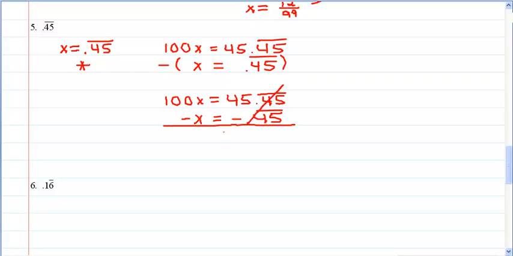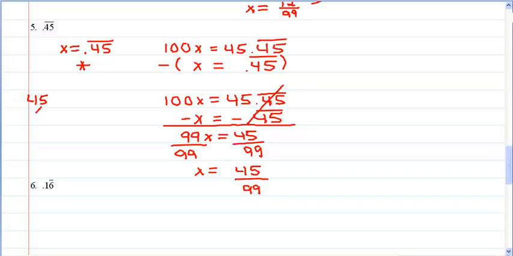These cancel. 100x minus 1x is 99x equals 45. And then I divide both sides by 99 so that x is equal to 45 out of 99. So 45 out of 99 is correct, but it's just not in simplest form.